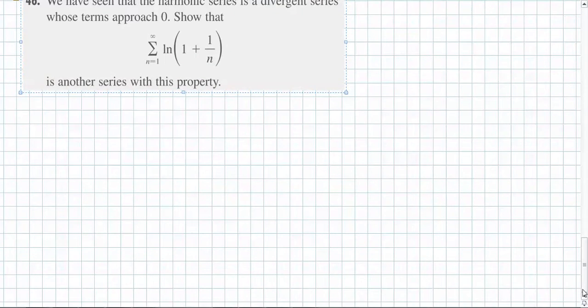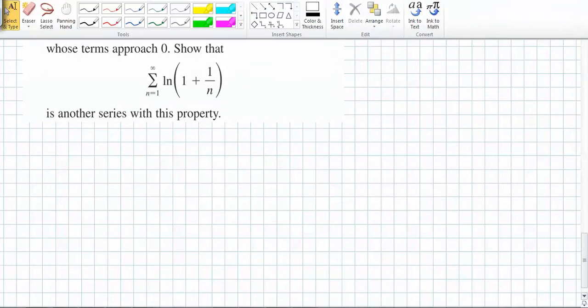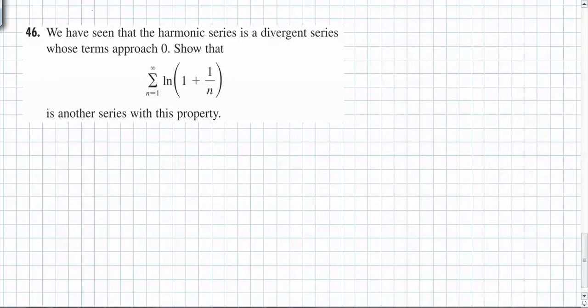Any ideas? You could start writing terms. You absolutely could. And what do you notice if you start writing terms? You get the natural log of n plus 1 over. Oh, look at that. So how about we do what you just said out loud first: the sum to infinity of ln of, let's just change what it says inside. It's n plus 1 over n.